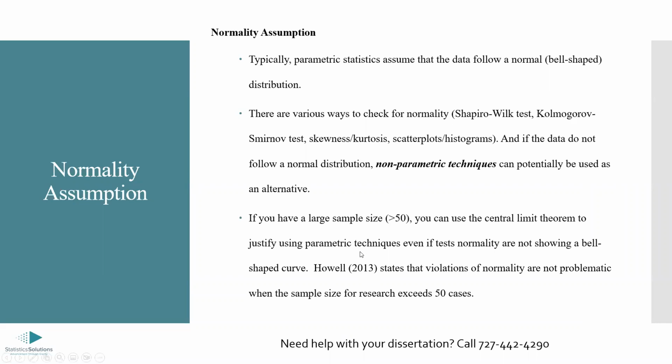So I provided a citation here. Howell indicates that if you have at least 50 cases, then your sample size is sufficient to proceed with parametric analyses. But if you're below that, then you might want to consider going to a non-parametric technique. You can even consider transforming your data, so transform it into a logarithmic or a quadratic or cubic function. Sometimes that fixes it. I try to avoid transformations because it gets a little confusing to interpret.